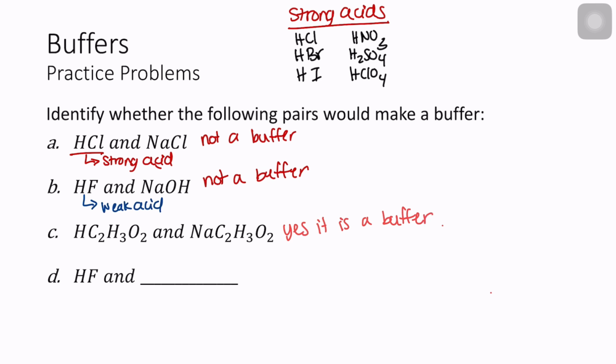Finally, I want you to come up with a salt that can make a buffer with HF. HF, we already saw, was a weak acid, but it did not make a buffer with sodium hydroxide. In fact, if you took HF and you put it in NaOH, it would cause a neutralization reaction and you wouldn't even have any acid left. So, what salt would work as a buffer with HF? Send me that response, and that will be part of your quiz on chapter 6. It's going to be the last question for the chapter 6 quiz.